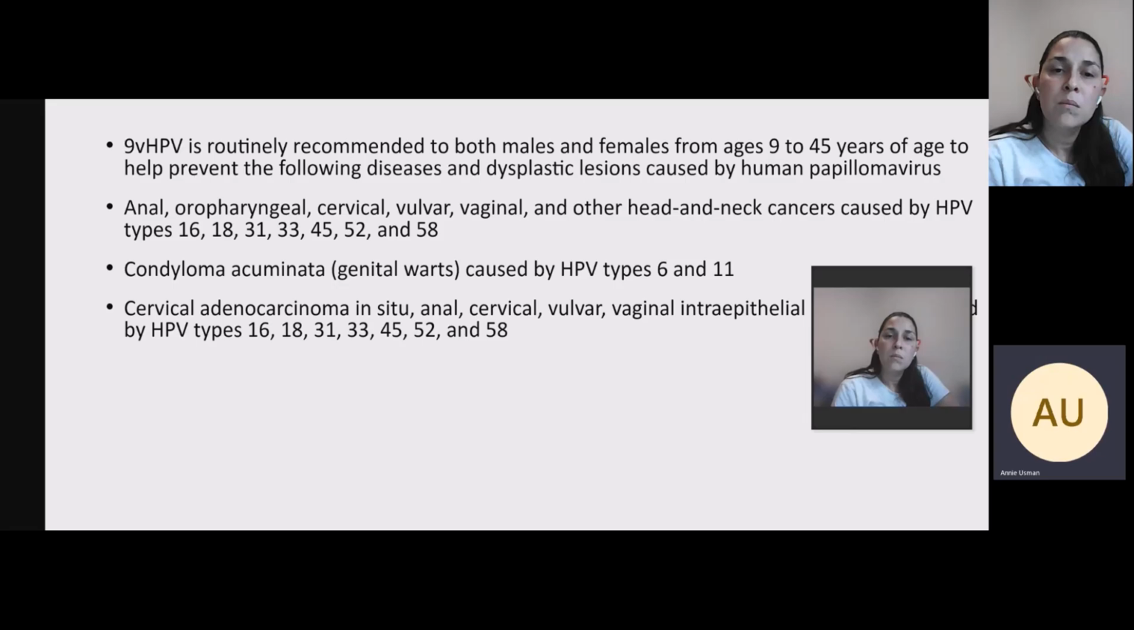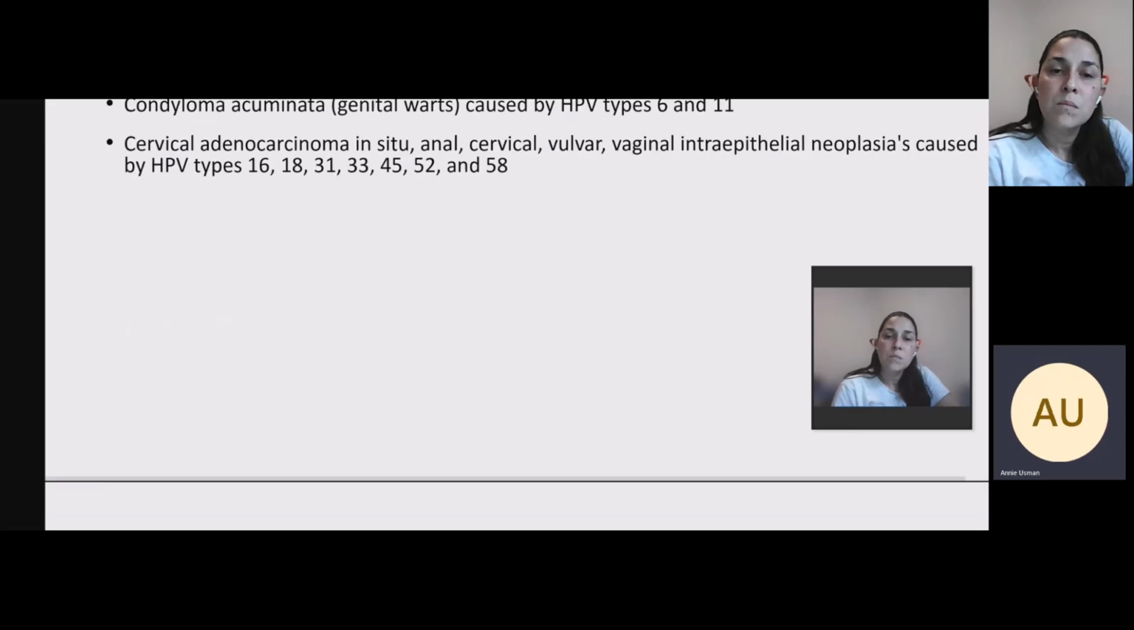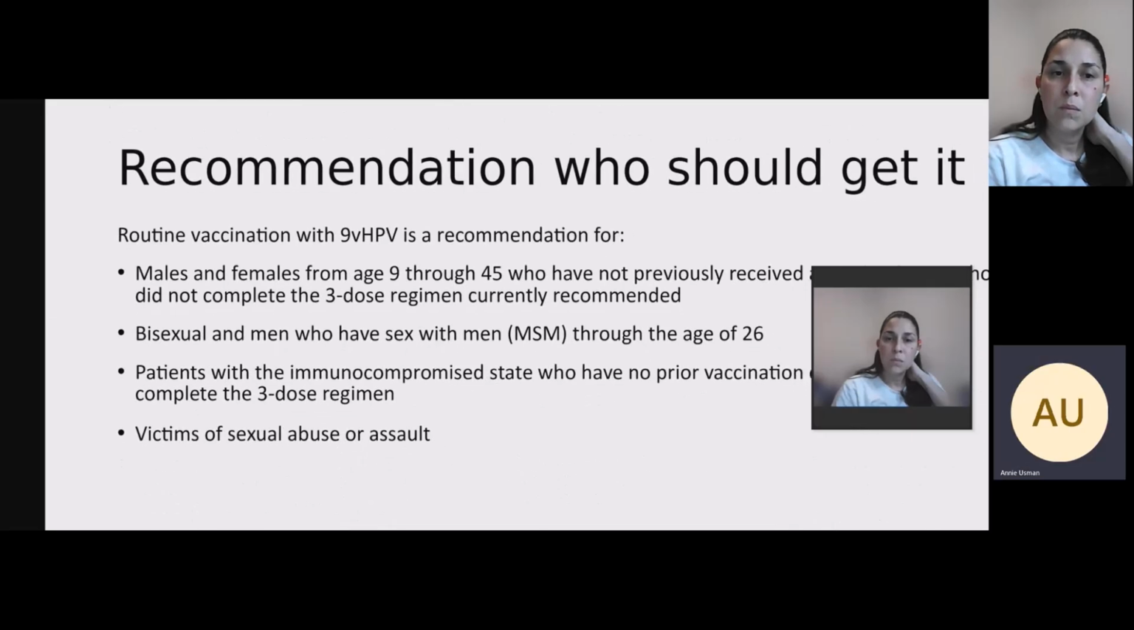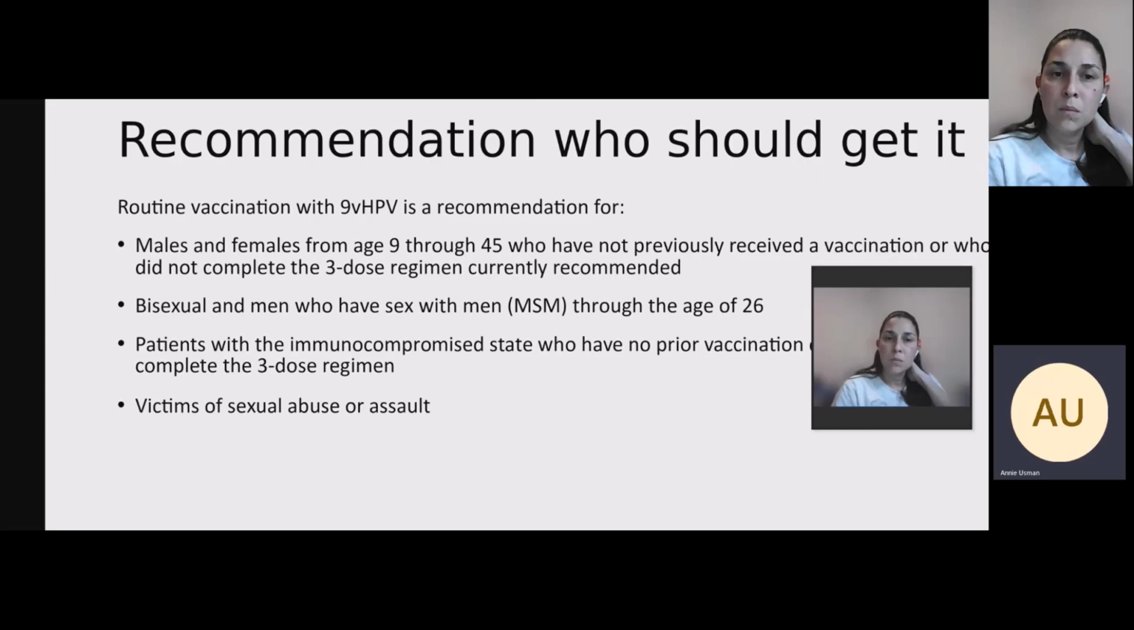Again, genital warts can be caused by HPV, specifically types 6 and 11. Cervical adenocarcinoma and anal, cervical, and vaginal intraepithelial neoplasia are caused by HPV 16, 18, 31, 33, 45, 52, and 58. So if we go on to the next slide, this is basically a recommendation on who should get it and when they should get the vaccination.